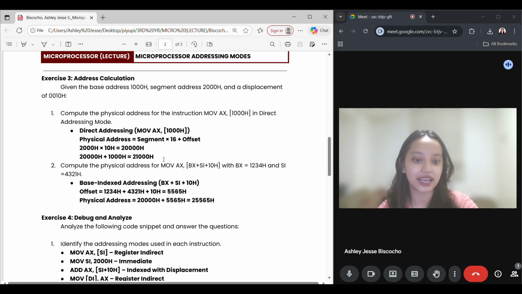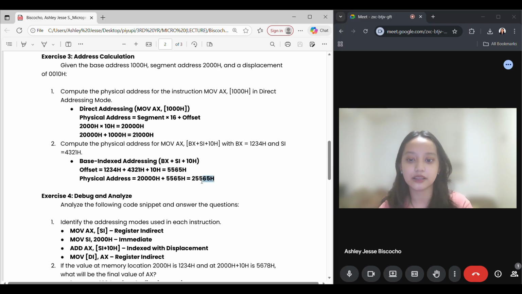For the base index with displacement example, the values of BX and SI are added together with a displacement to get an offset of 5565H. Adding this to the segment base address of 20,000H results in the physical address 25,565H, which is this one.